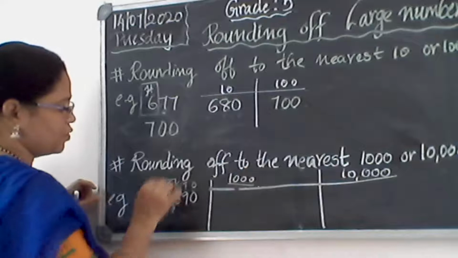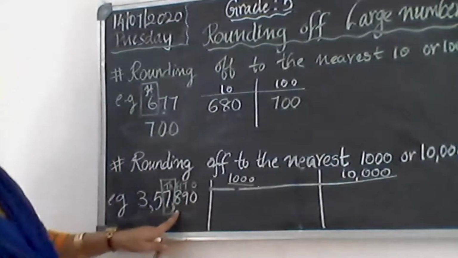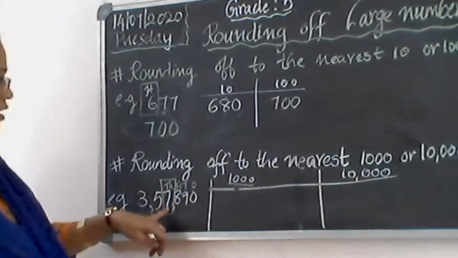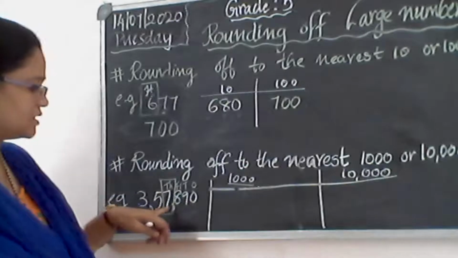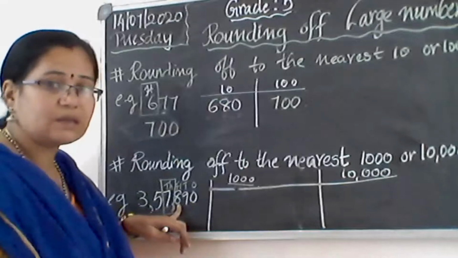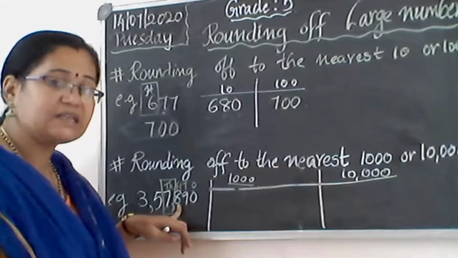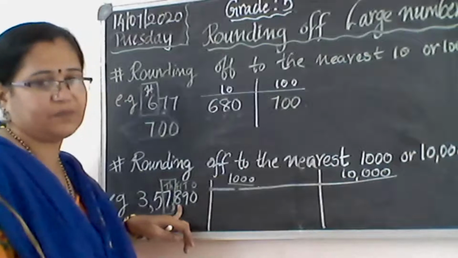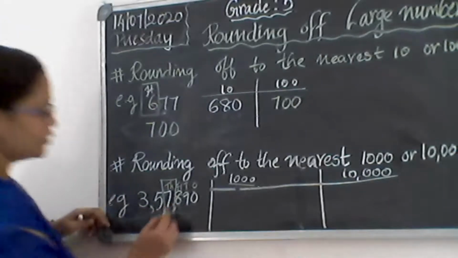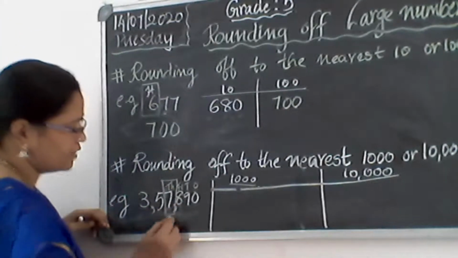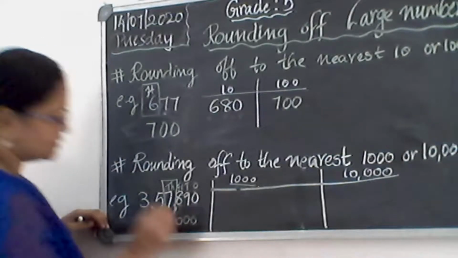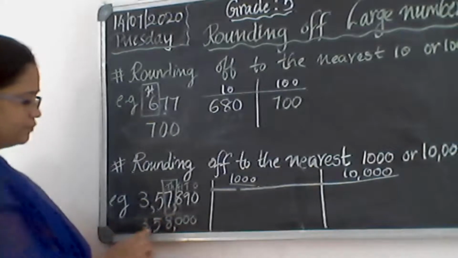How to round off? Make this a box. We have to round off to the nearest 1000. On the top of it, TH, 1000. This 7 is in the thousands place. Now, in front of it, what is the number? 8. Yes, 8 is greater than 5. If it is greater than 5, you have to change this digit. 7 becomes 8, one more level, and the next digit becomes 0. The remaining digits will be as they are. So what is it now?